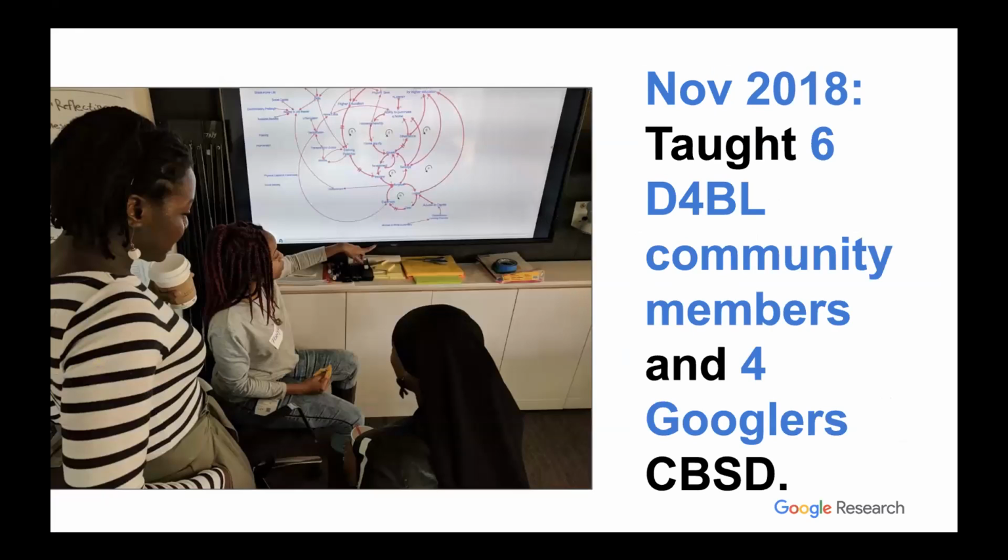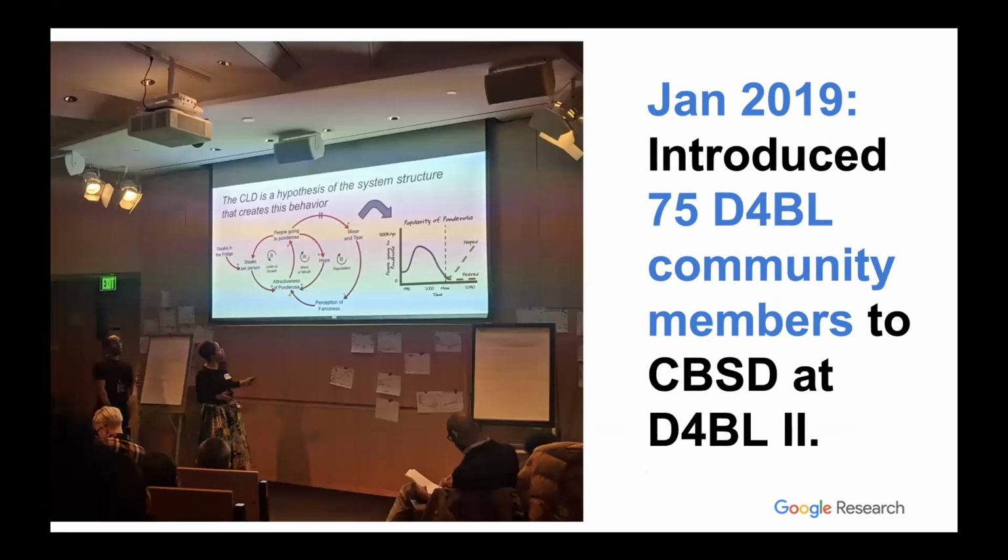And after that, we got some volunteers to actually teach that workshop. Over the next 3 months, they learned enough about system dynamics to actually deliver the workshop at the second Data for Black Lives conference in January 2019. The folks that you see delivering this workshop didn't have any experience with CBSD just 4 months earlier. And they ended up introducing 75 people, teaching this introduction, and it had a really significant positive impact on folks.